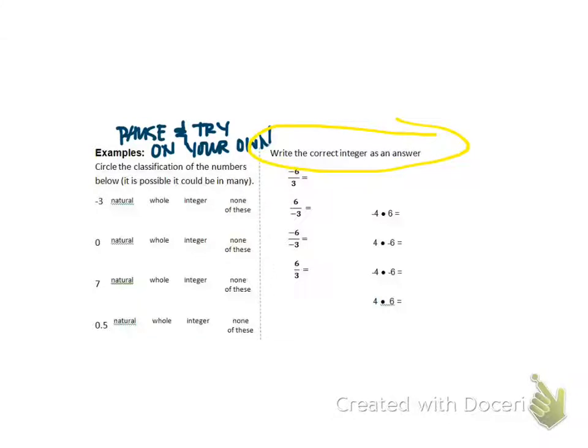In this section over here, we're asked to write the correct integer as an answer. These over here are quotient problems, and these over here are asking for the product. So again, quotient is division and product is the answer to a multiplication problem. Let's take a look at these and get a little more interested in what this looks like. So we're starting with the integers 6 and -6, 3 and -3, and taking a look at the possibilities for their quotient.